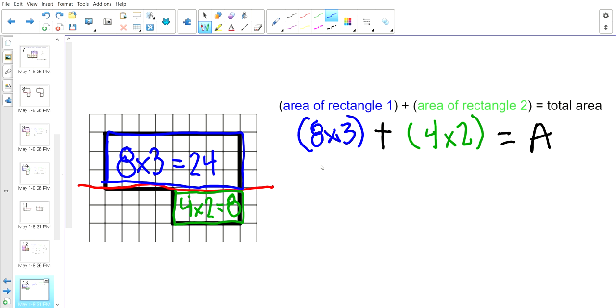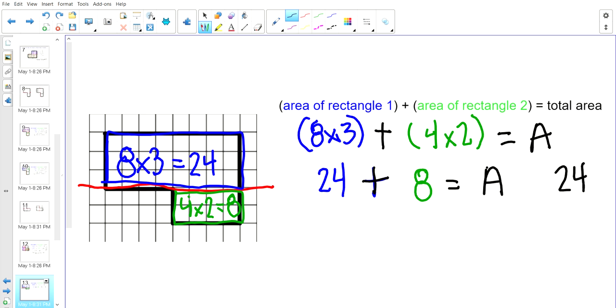8 times 3 equals 24, so the area of rectangle 1 was 24. I'm going to add that to the area of rectangle 2. Rectangle 2 was a 4 by 2 rectangle, so the area of rectangle 2 was 8. I'm going to add those together to equal my total area. Now on your paper, third grade, carefully write 24 plus 8 vertically and add. I'll give you a moment to determine what 24 plus 8 equals.